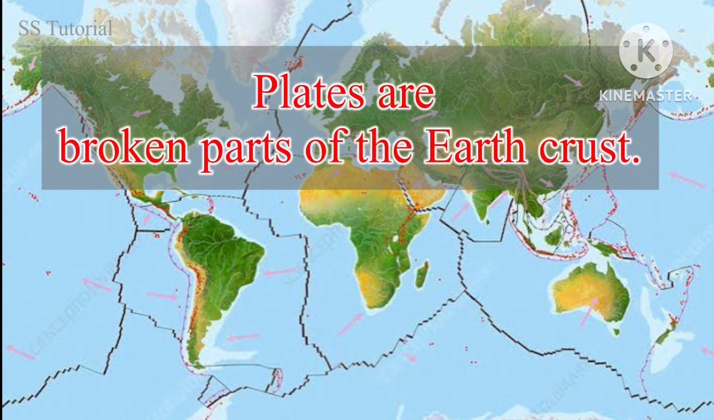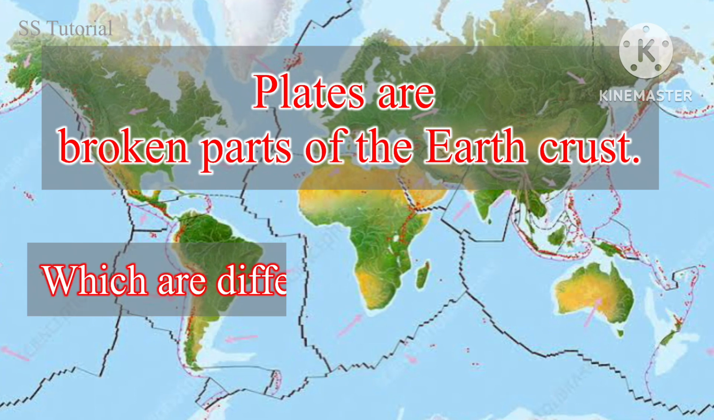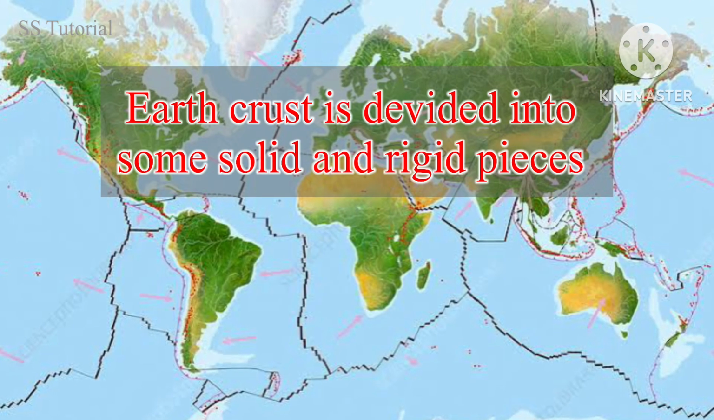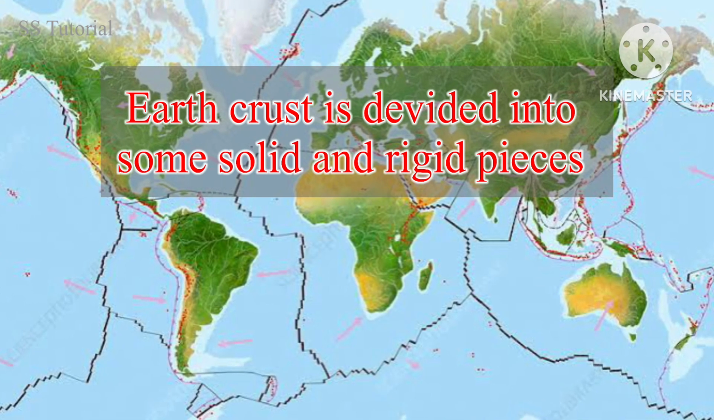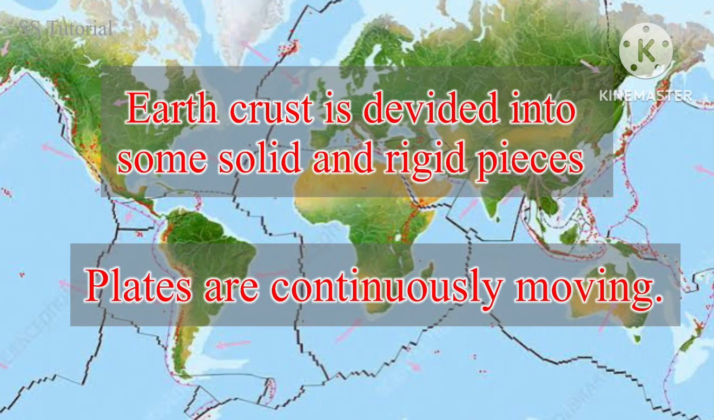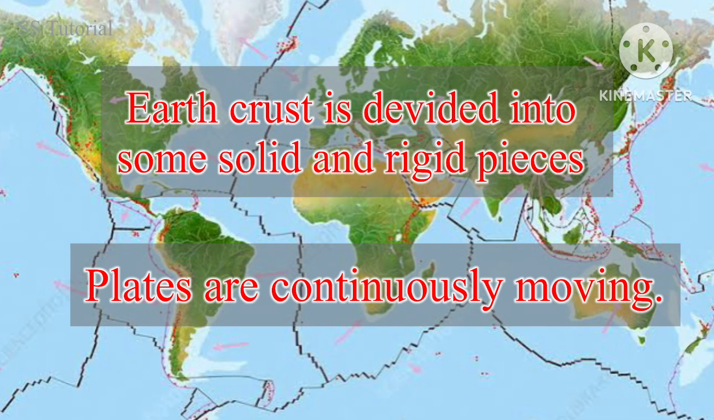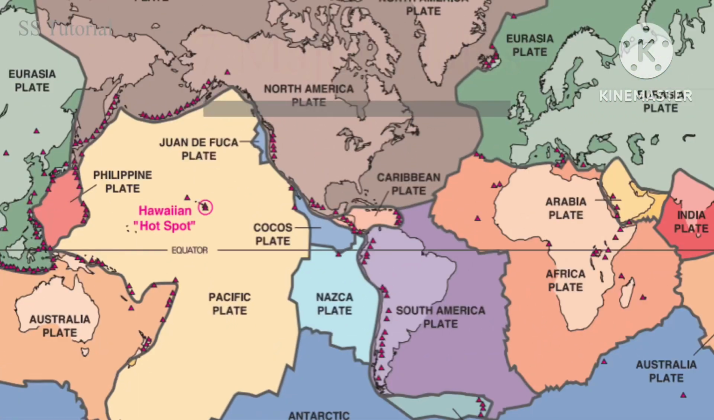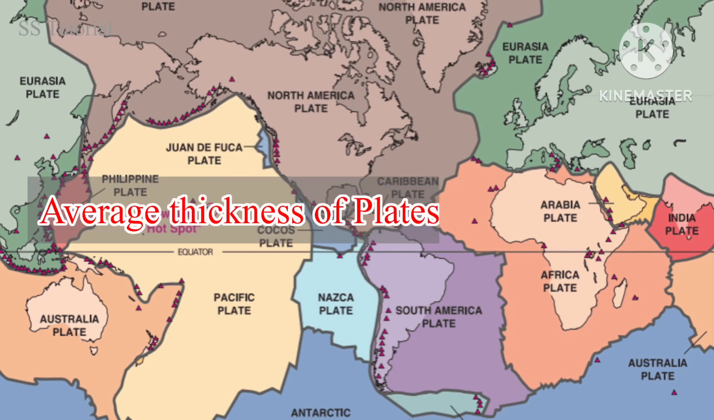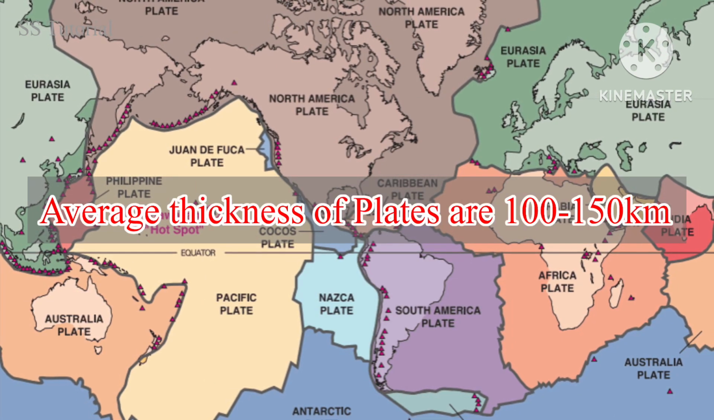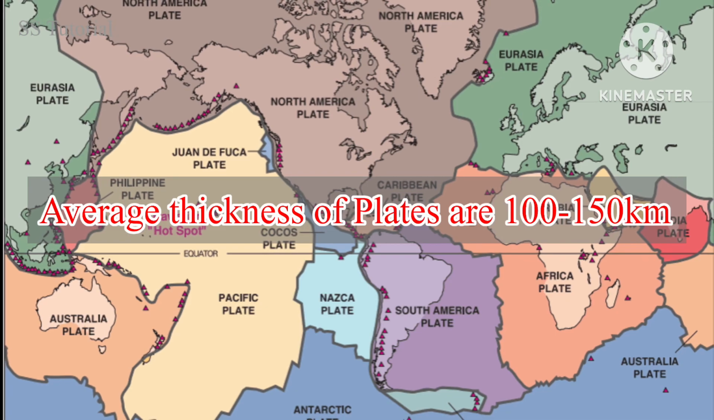Plate is nothing but the broken parts of the Earth's surface, which are defined in shape and size. In other words, we can say our Earth's surface is divided into some solid and rigid pieces, which are continuously moving. All those pieces are called plates. Our Earth is divided into 7 major and 8 minor plates. They are on an average 100 to 150 km thick and some have an area of approx 7 billion square kilometer.